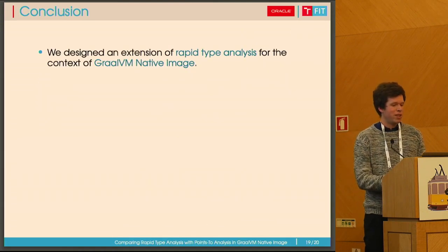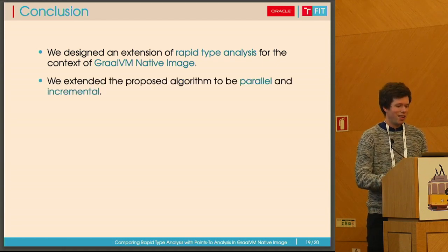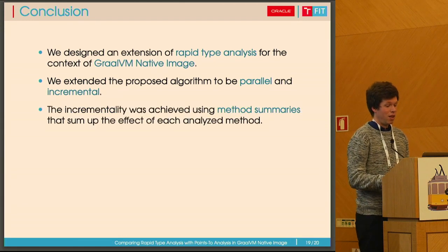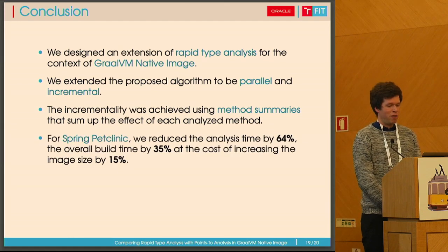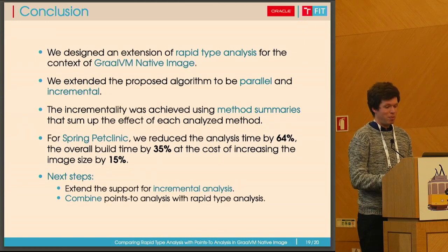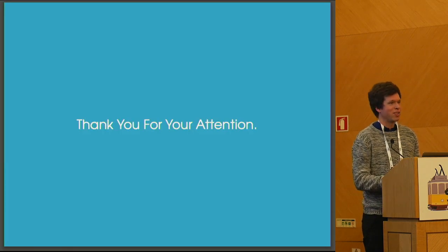To conclude the presentation, we designed an extension of rapid type analysis for the context of GraalVM Native Image. We extended the proposed algorithm to be parallel and incremental, which we achieved using the concept of method summaries. We've performed an extensive evaluation, and for example, for Spring Petclinic, we reduced the analysis time by 64%. As the next step, we would like to work more on the incremental part and also on a combination of points-to analysis with rapid type analysis, which should possibly outperform both alone. That's all from my side. Thank you for your attention.